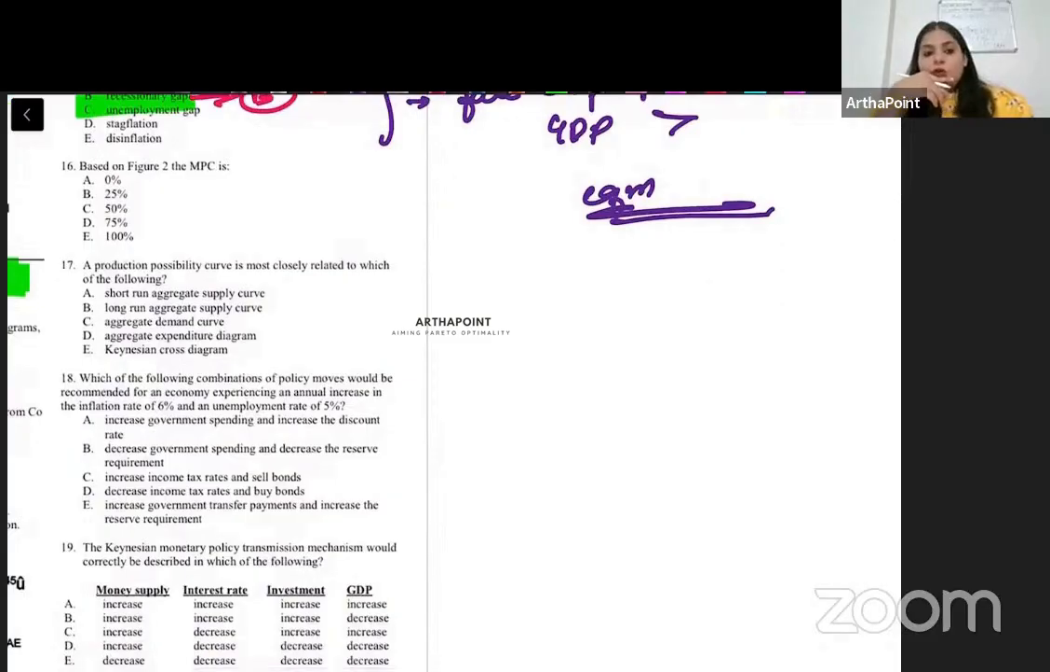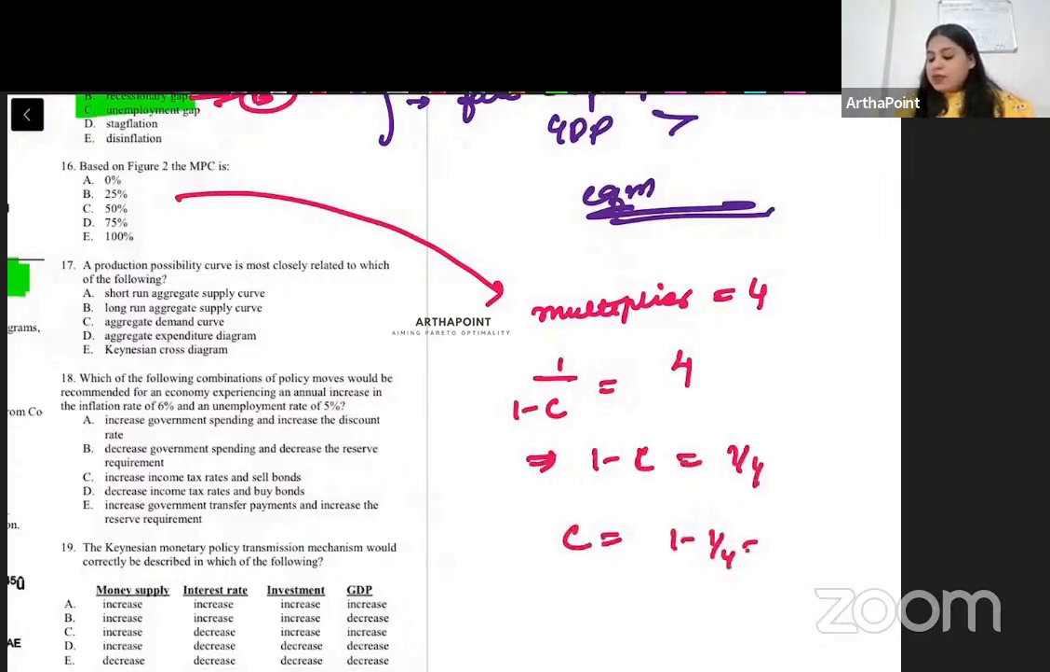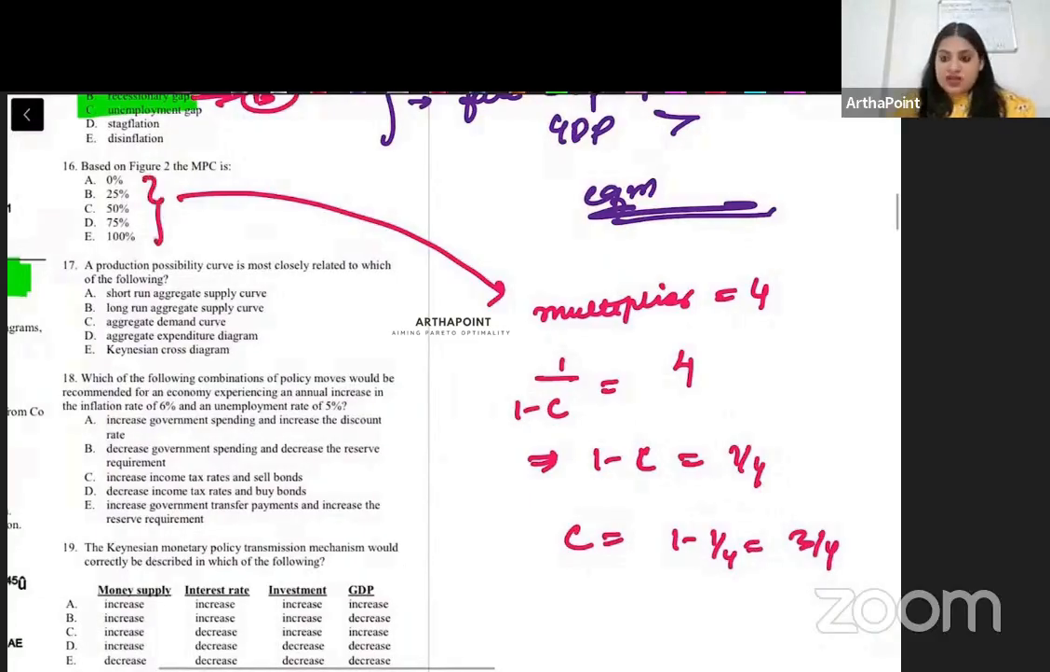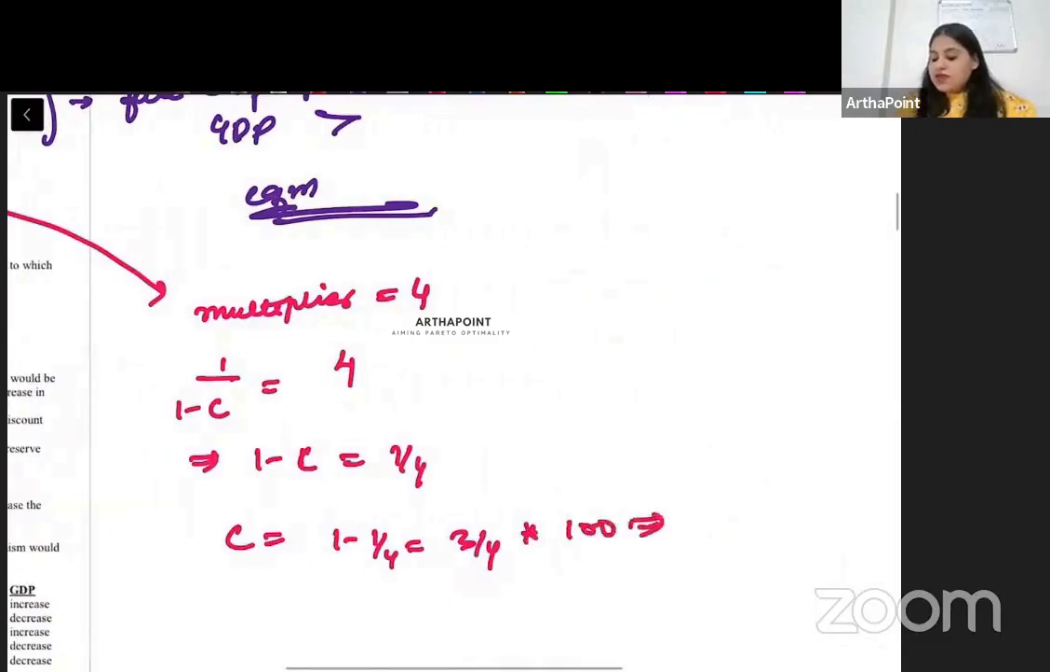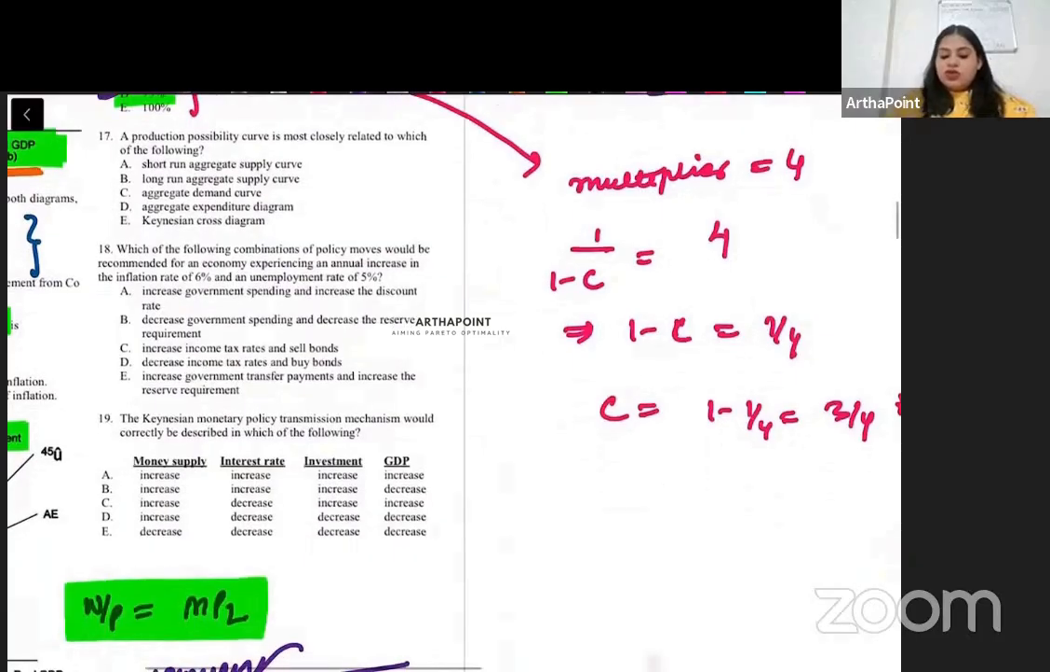Based on the figure 2, the MPC is. So beta, we just found out in the above question that the multiplier is coming out to be 4. So we know that 1 by 1 minus C is 4. This is the value of the multiplier. Which means that 1 minus C will be 1 by 4. So C will be 1 minus 1 by 4, 3 by 4, right? And I have to give the answer in terms of percentage, so I must multiply this with 100. So I will get 75%. So the answer to this question will be 75%. That will be D. Okay, come to the next question.